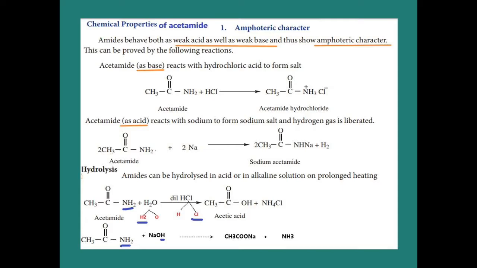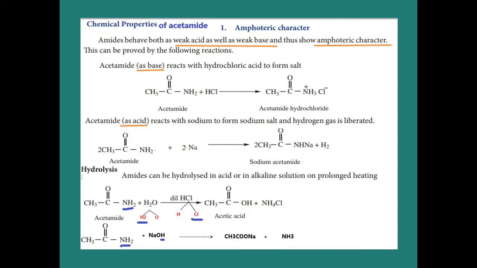Chemical properties of acetamide. Amphoteric character. What does amphoteric character mean? The amide acts as a weak acid as well as a weak base. First reaction, acetamide is reacted with HCl. HCl is an acid. So here acetamide acts as a base.